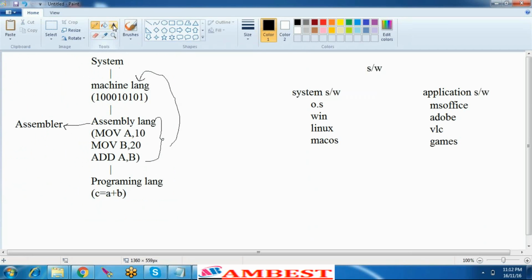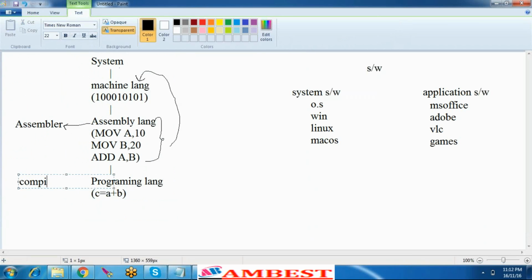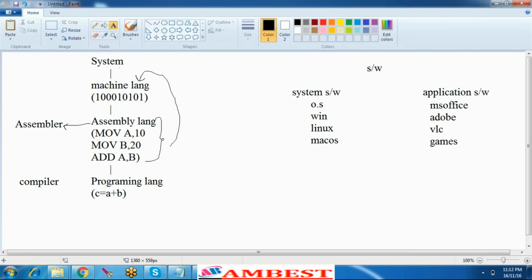Okay, and here we have a compiler, and this compiler is used to convert programming language, like this programming language, into machine language. Like a few compilers convert to assembly language, and the assembler converts that to machine language, and a few compilers directly convert the programming language to machine language.